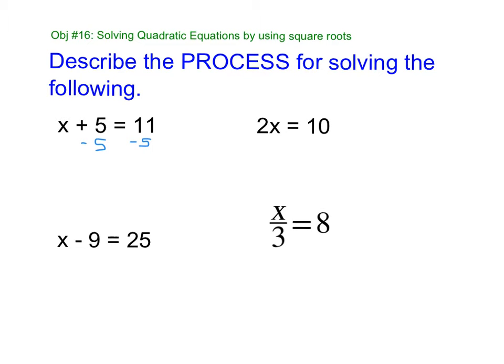Why do we do minus 5? The opposite of plus is minus, right? Or the inverse. How about 2x equals 10? We divide by 2. Why do we divide? Because these are multiplying. The inverse or opposite of times is division. This one down here, it's minus 9, so it's plus 9. We do the opposite operation. Divide by 3, we multiply by 3. So you always are doing the inverse operation or the opposite operation.